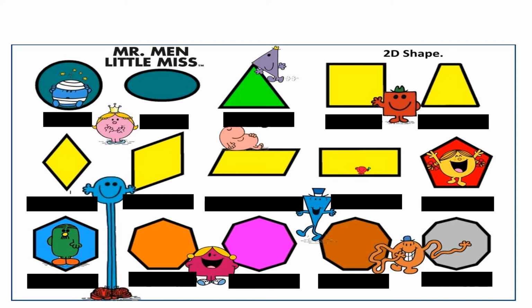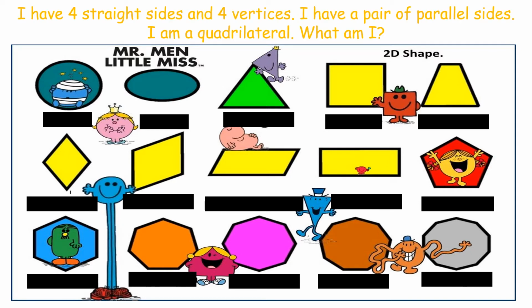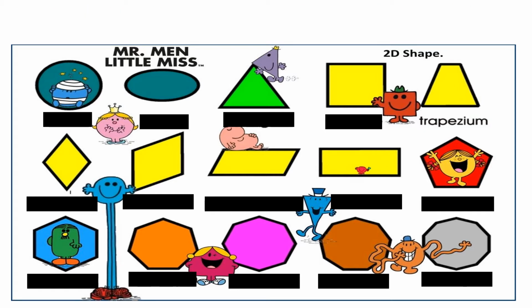This riddle is a bit of a tricky one. I have 4 straight sides and 4 vertices. So we know this is a quadrilateral. We know it's going to be one of the yellow shapes. I have a pair of parallel sides. What am I? So you might not know about this, and that's okay, but we know a parallelogram, where Mr. Lazy is lying, has 2 pairs of parallel sides, so it's not going to be that. Which of these yellow shapes do you think has 1 pair of parallel sides?